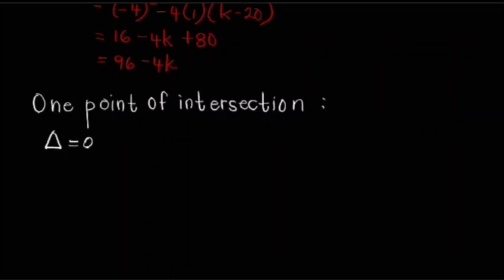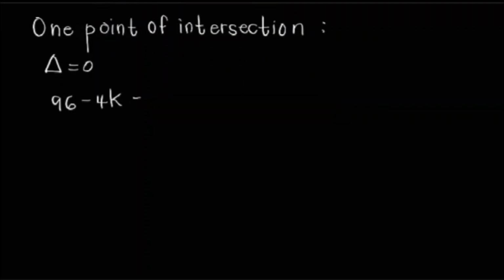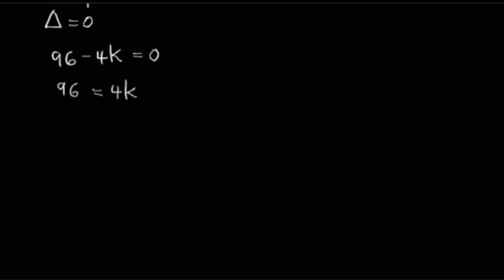So we're now going to take that 96 minus 4k equated to 0. And from here, it's quite simple for us to solve for k. I'll actually take the minus 4k over to the right. It becomes positive. I'll divide throughout by 4, and that gives me k is equal to 24 as my final answer.